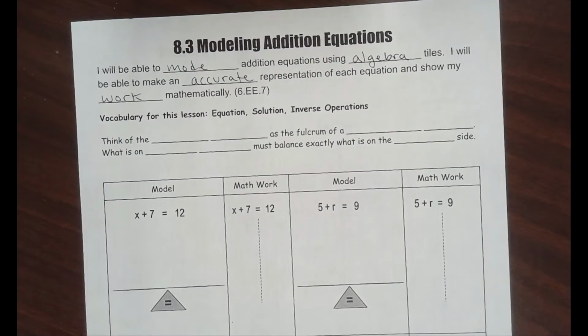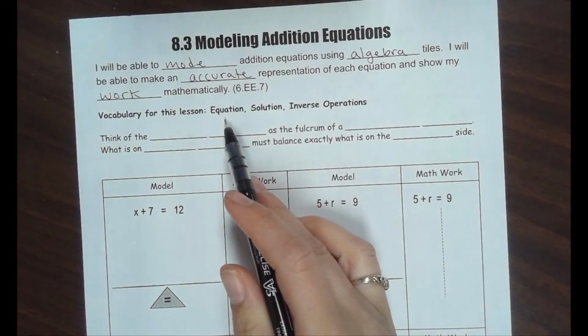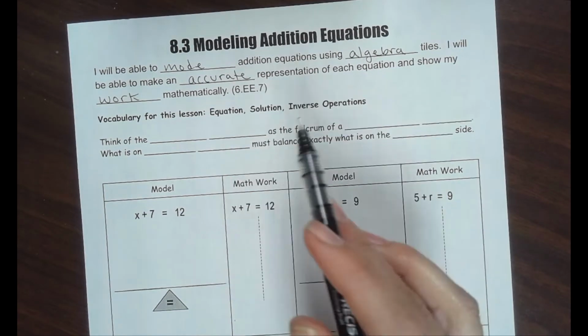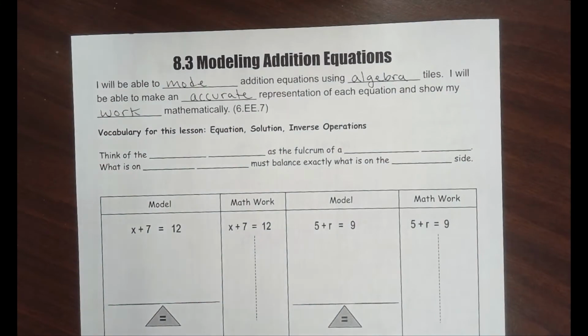Vocabulary for this lesson, you're going to need your vocabulary page, which is for chapter 8, page 108. We're going to talk about equation, solution, and inverse operations. So, equation, we talked about already, is when we have a mathematical statement that two expressions are equal to each other. A solution is a value that makes an equation true for a variable.